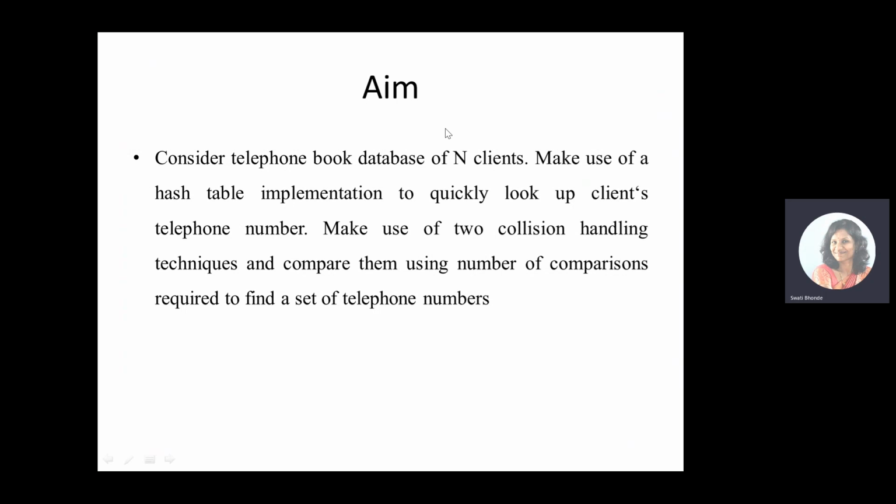So if we look at this practical, it aims to create one telephone database. This database will basically store the telephone numbers of the clients, and whenever a collision occurs, we know that we can have two clients with the same hash index. In that case we have to use any two collision handling techniques to reduce the searching time. We have to see which collision resolution technique can be used. Okay, and now let us see how this output can be visualized.